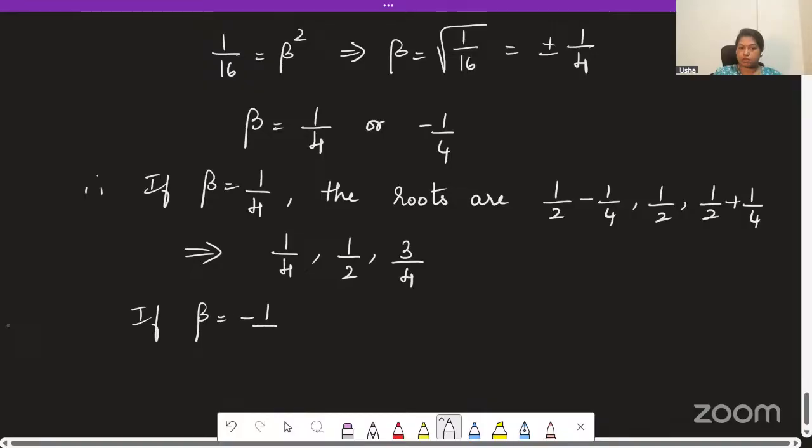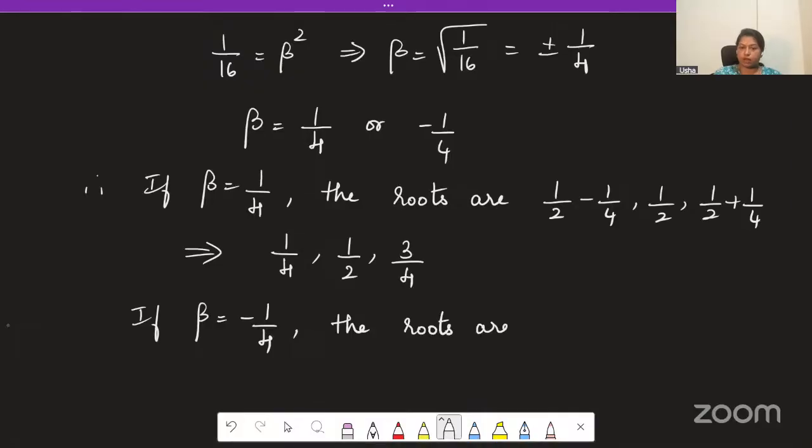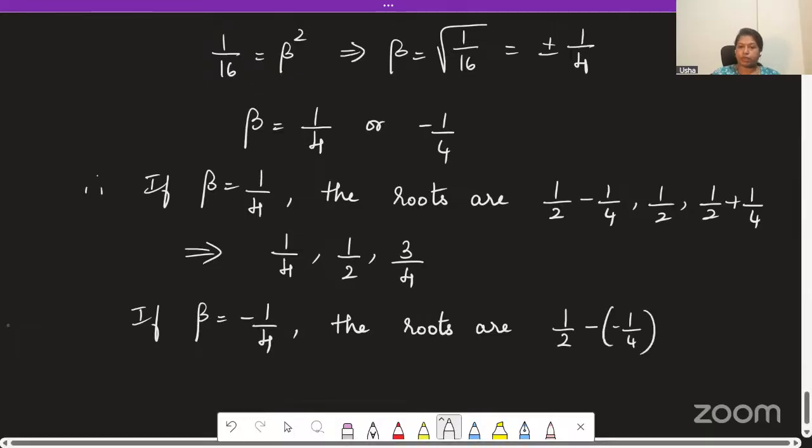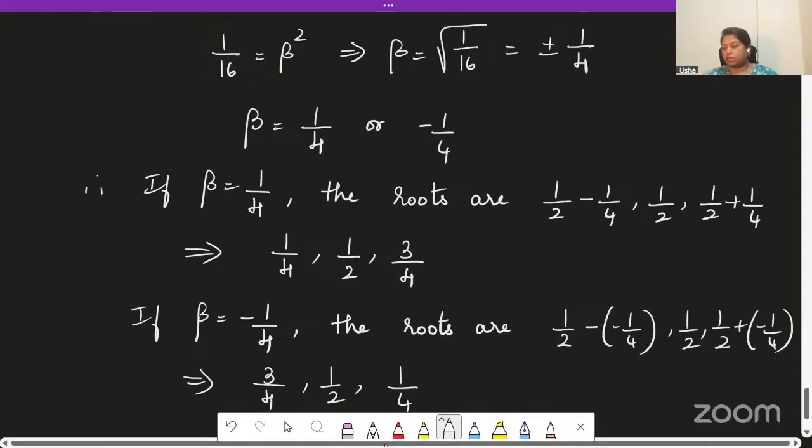If you take beta as minus 1 by 4, same roots you will get in reverse order. Always you will get like that only. Half minus of minus 1 by 4, comma 1 by 2, then half plus minus 1 by 4. So same thing you will get in reverse order. 3 by 4, comma 1 by 2, 1 by 4. These are the roots of the equation.